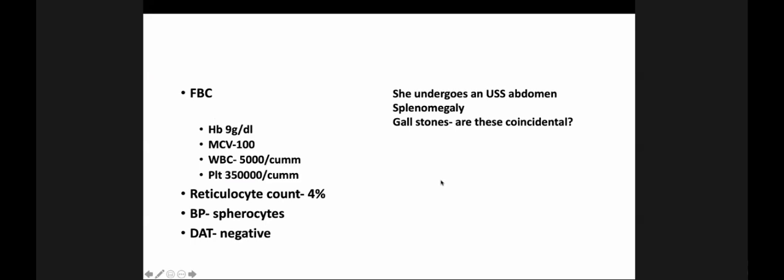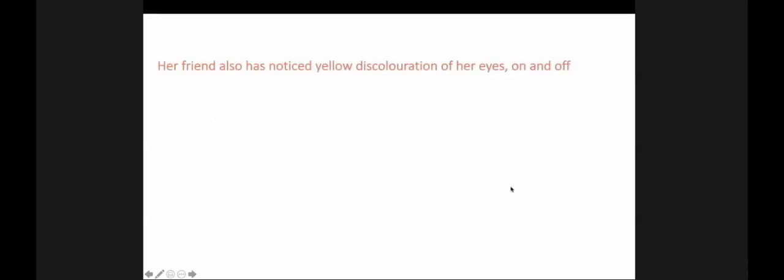So just because there are gallstones, that does not mean that the hyperbilirubinemia is conjugated, but it is a consequence of the hemolytic process. Okay. Now her friend has also noticed that she has yellowish discoloration of her eyes on and off, right?